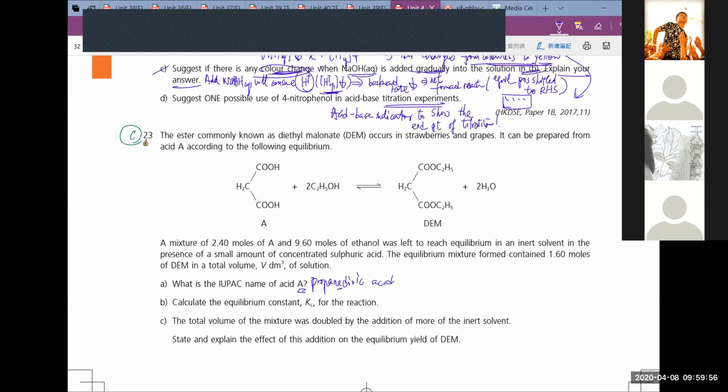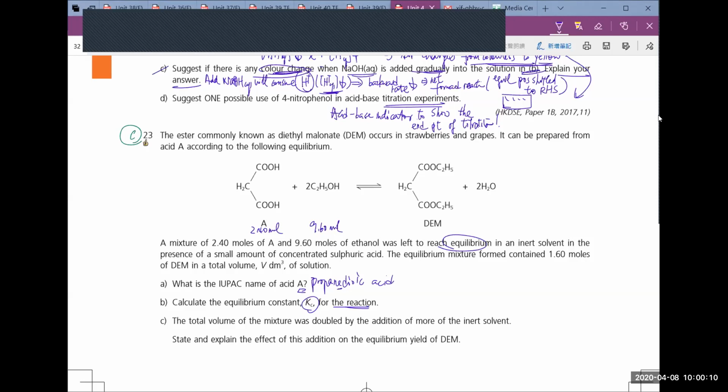How about B? Calculate the equilibrium constant for the reaction. A mixture of 2.40 mole and 9.60 mole was left to reach equilibrium, with a small amount of concentrated acid. The equilibrium mixture contains 1.60 mole of DEM. That's right, this one is at equilibrium, just 1.60 mole, and these are initial. So you are going to calculate the equilibrium constant. Even though the volume is not given, just V here, you may still get the answer.